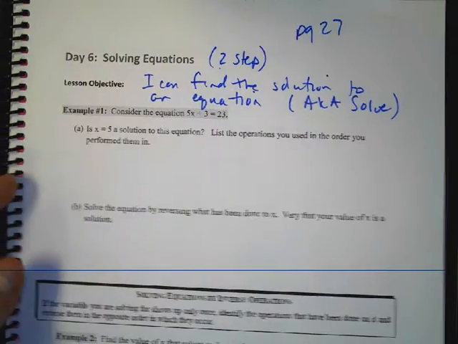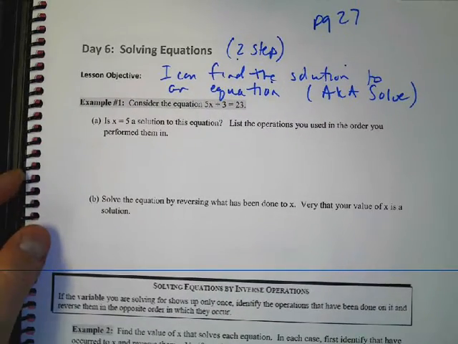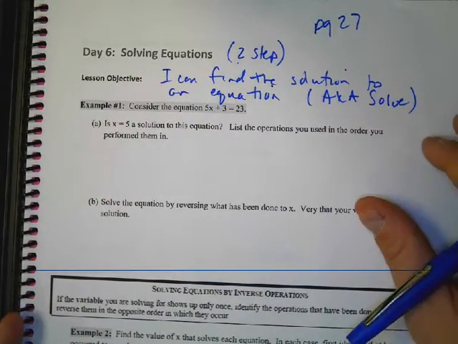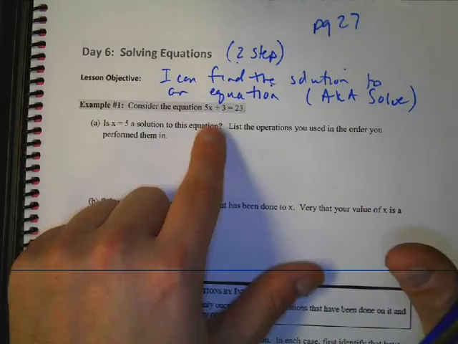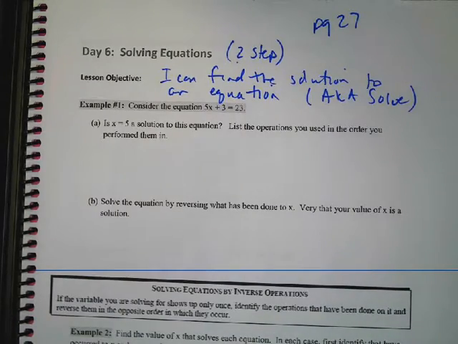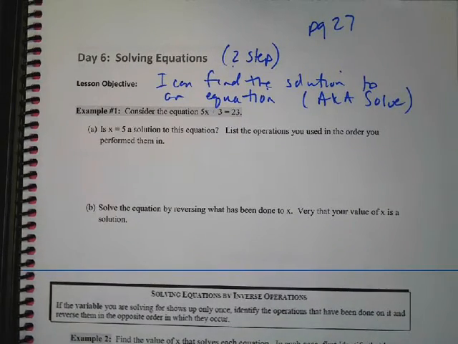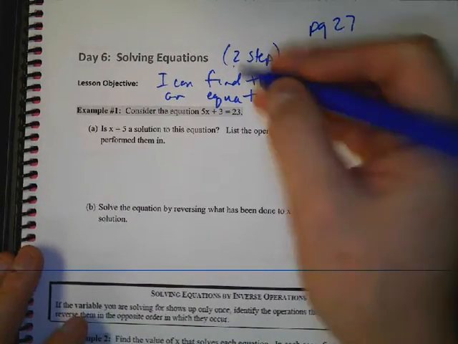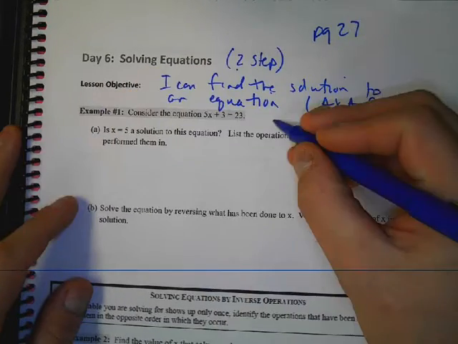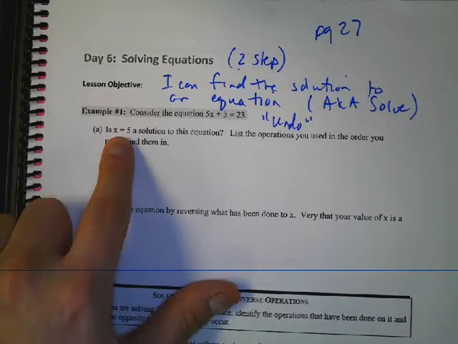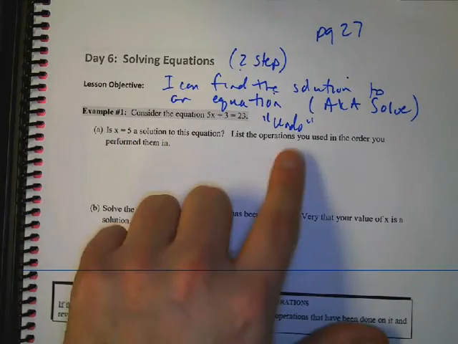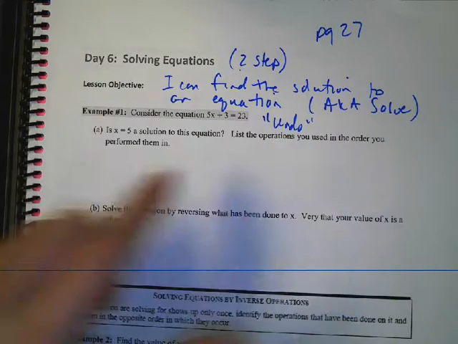Example number 1. Consider the equation 5x plus 3 equals 23. What I want you to consider right now is that probably at this point you would be able to figure out what x is without using an algebraic process. But keep in mind, we are trying to use algebra, and the key to algebra is undoing. To understand how to undo, you have to understand what's going on mathematically.